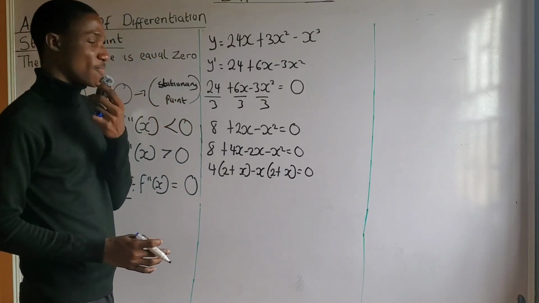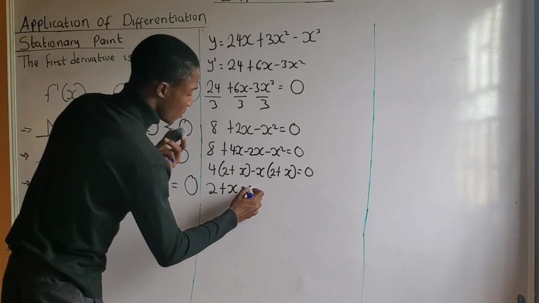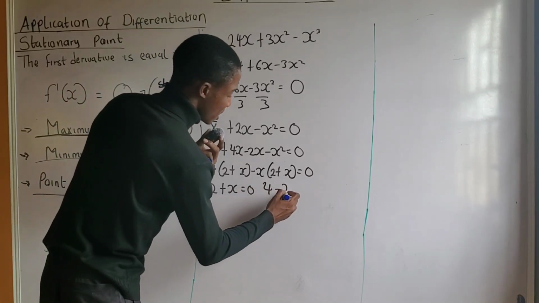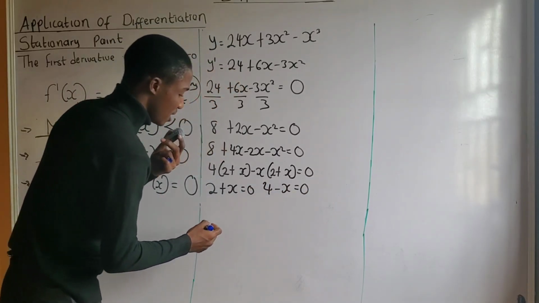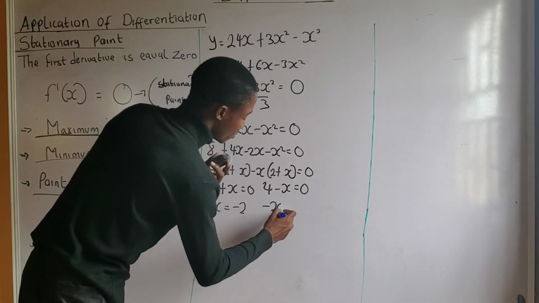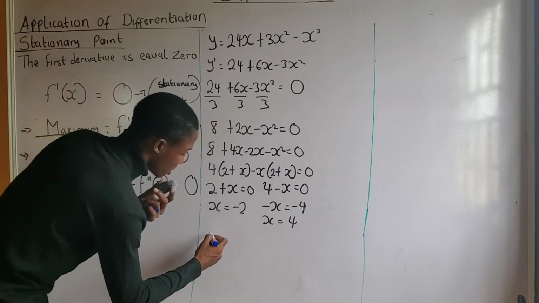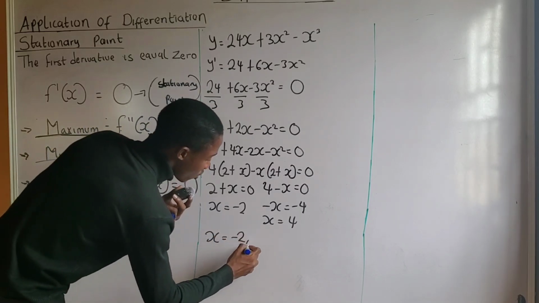So for this, I have 2 plus x equals 0, and 4 minus x equals 0. x will be equal to minus 2 here, and minus x will be equal to minus 4, so x will be equal to 4. So the stationary points are x equals minus 2 and 4.